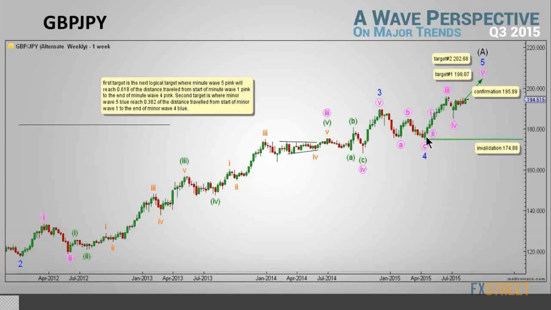This count would be discarded by movement below 174.88, as within wave 5 blue, no second wave may retrace more than 100% the length of its first wave.